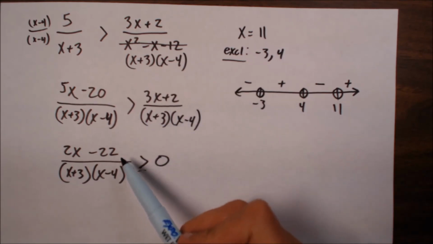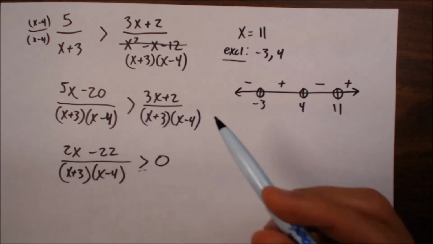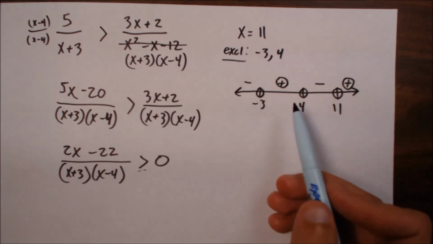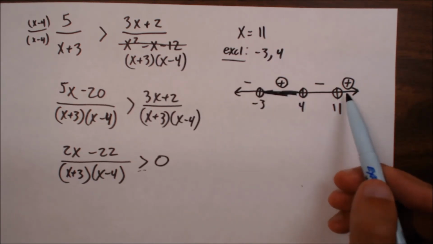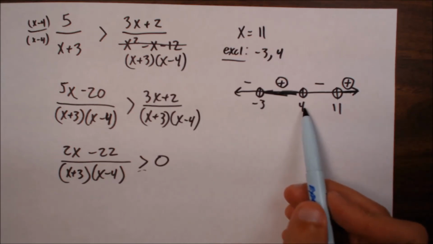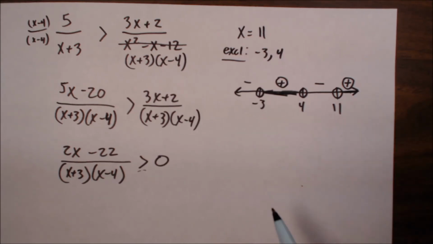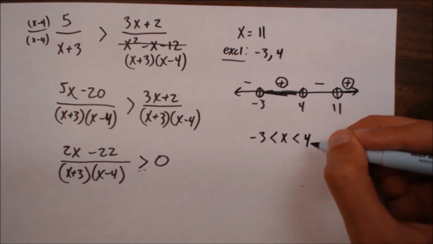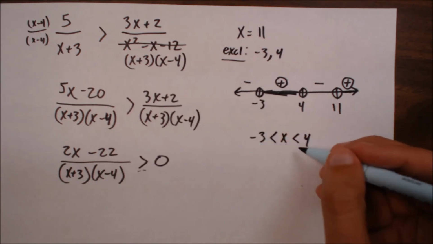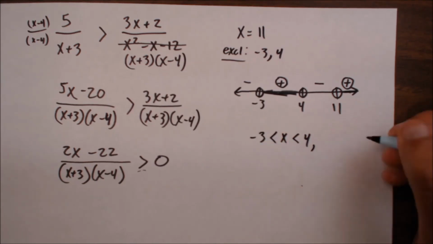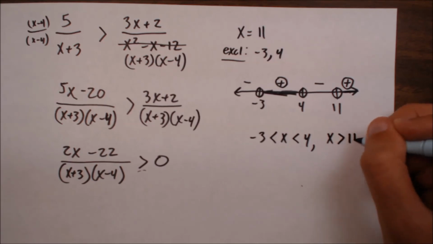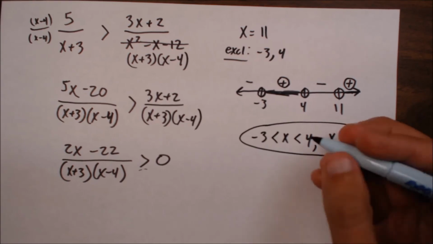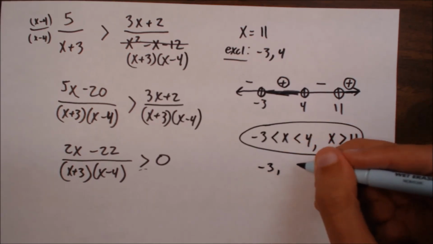All right, and what are we looking for? I want to know, where is this greater than 0? Well, where does that happen? That happens here and here. That's where it was greater than 0, these areas. So between -3 and 4, or greater than 11. So between -3 and 4, no equal sign. That's one place. Okay. The other place is where x is greater than 11. If you prefer interval notation, that would look like this.